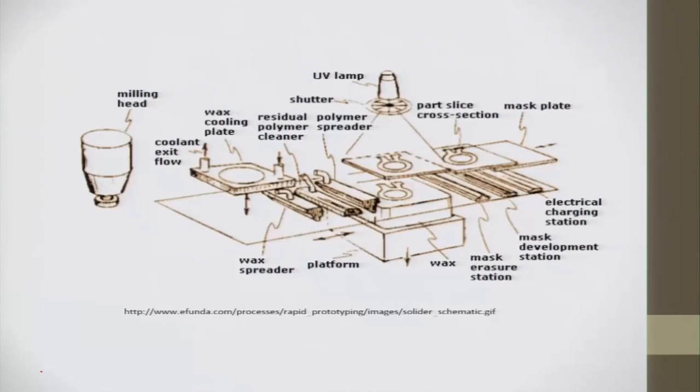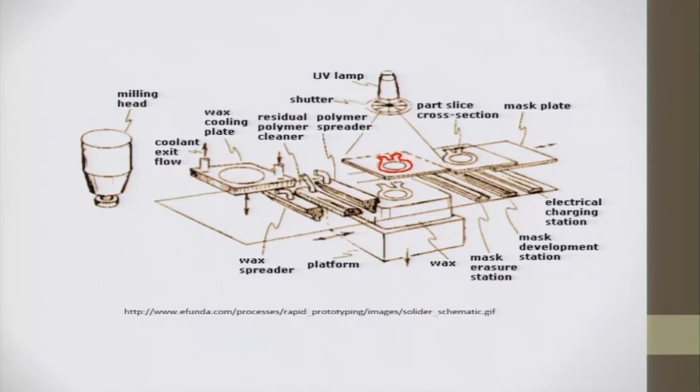So, in this case specifically, we have a UV lamp, and this is a mask. The UV light is passing through this mask, and only this portion from which light could pass through would solidify. Only this portion would be cured and other portions would not. Then when the part slice cross section is done, another mask is put in for the successive layers.